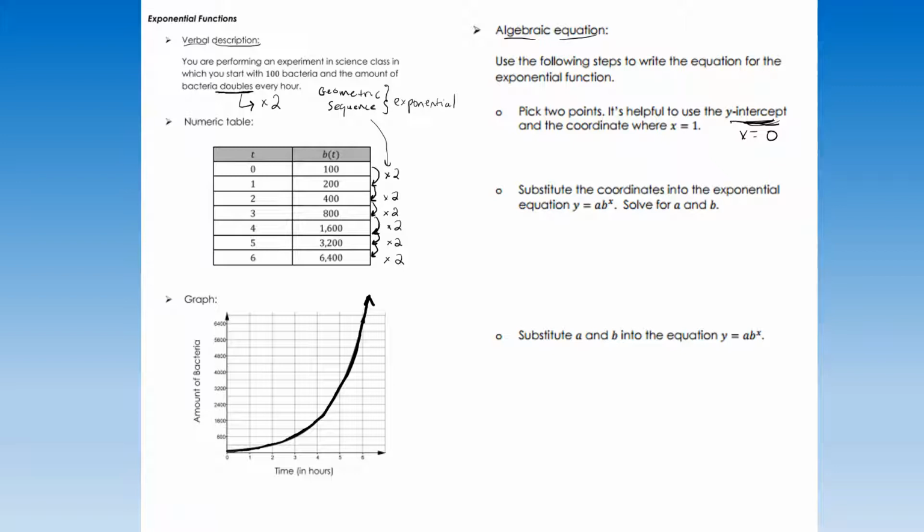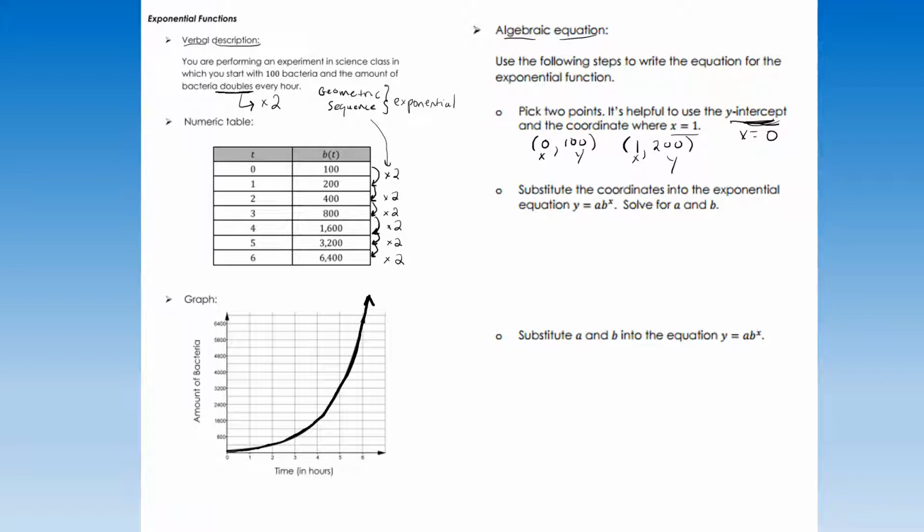We also want to use the coordinate where x is 1. So looking at our table, at time 0, the number of bacteria is 100. So we're going to use the point 0 and 100. Then we're going to use where x is 1. When x is 1, at 1 hour, it doubled, so we're up to 200 bacteria. So this is my x and y terms. X is 0, y is 100, x is 1, y is 200.